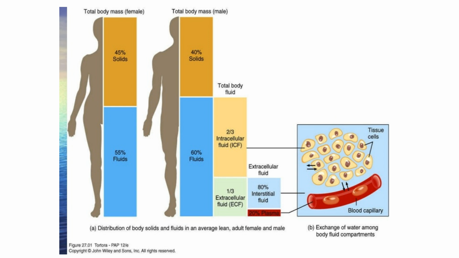This just shows, again, a chart representing where different fluids are found. If you're looking at a male here, 60% of the body is fluid. Two-thirds of that is going to be found inside the cell. One-third is going to be found outside the cell, which is going to include interstitial fluid and plasma.